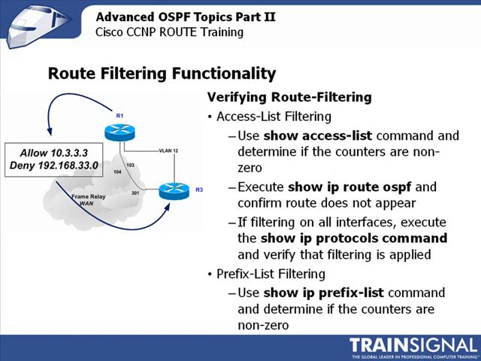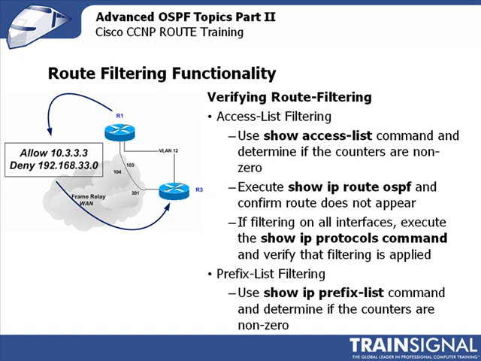Now, how do you verify that route filtering is working? Well, if you're using an access list with a distribute list, do the show access-list command. Make sure the counters are not 0. They should be incrementing if you're actually filtering something. Do show ip route ospf and confirm the routes you're looking for aren't in the routing table. If they are there, then something's wrong with either the logic or the application of the commands. If you're filtering on all interfaces, you can do the show ip protocols command, and it'll actually say that a filter list has been applied.